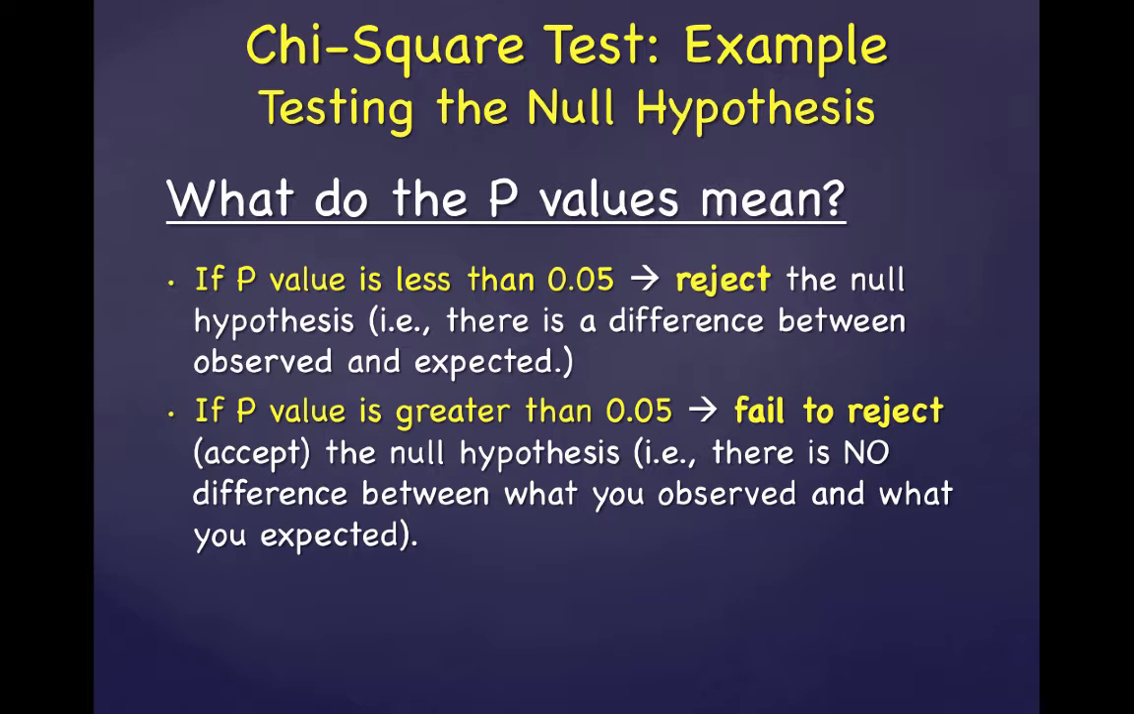So what does that mean? If the p-value is less than 0.05, then we're going to reject our null hypothesis, and that states that there is a difference between the observed and the expected data. If the p-value is greater than 0.05, then we fail to reject, or you can think of this as accepting the null hypothesis. And what this is really stating is that there is no difference between what we observed and what we expected. So our cutoff value was 3.8. The actual chi-square value that we calculated for our data set was 2.0. Therefore, our p-value ended up being greater than 0.05.